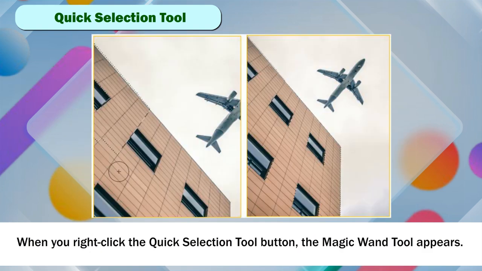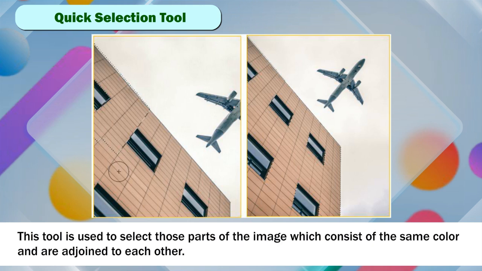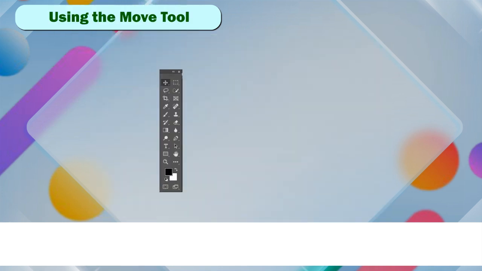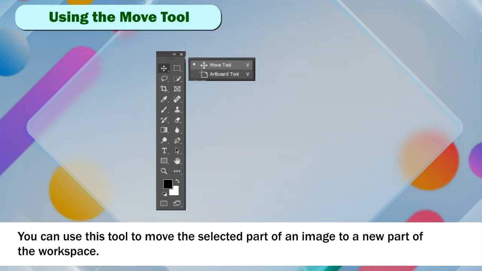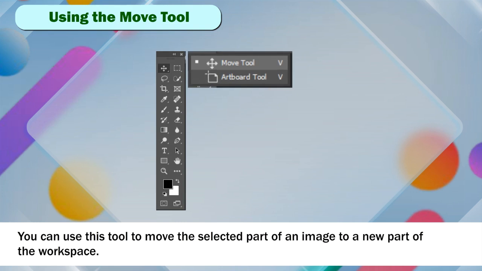When you right-click the Quick Selection tool button, the Magic Wand tool appears. This tool is used to select those parts of the image which consist of the same color and are adjoined to each other. Using the Move tool, you can move the selected part of an image to a new part of the workspace.